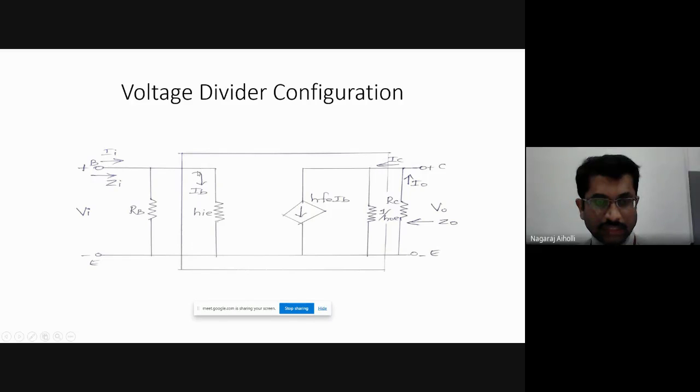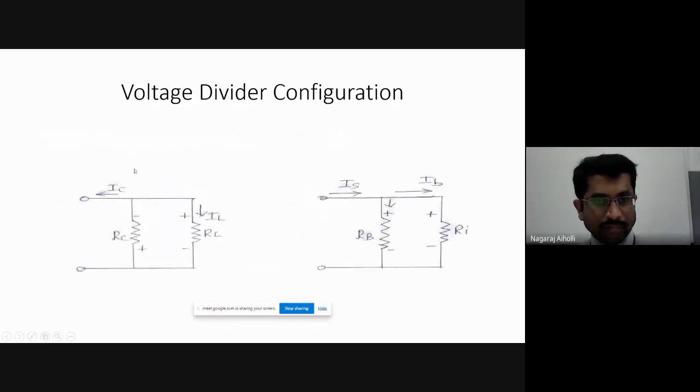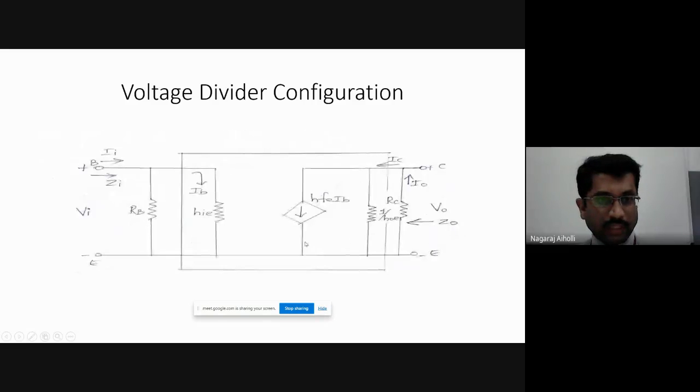Now here we have to consider the input resistance Ri. So Rb, then here we have Ri. The base current is flowing through Ri. Then here we have the input current II. The same is considered here. So the supply current or input current is IS or II. Then RB is there, then we have RI. The input current is getting split into RB and RI.